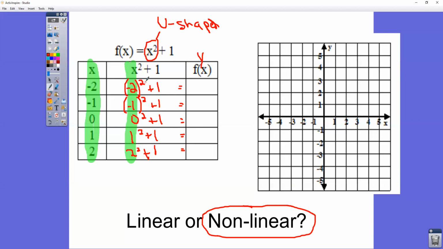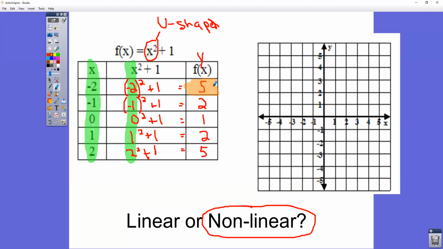So -2 squared is really -2 times -2, which is +4. +1 is 5. -1 squared is -1 times -1, which is +1. +1 is 2. 0 squared is 0 times 0, which is 0. +1 is 1. 1 squared is 1 times 1, which is 1. +1 is 2. And then 2 squared is 2 times 2, which is 4. +1 is 5.